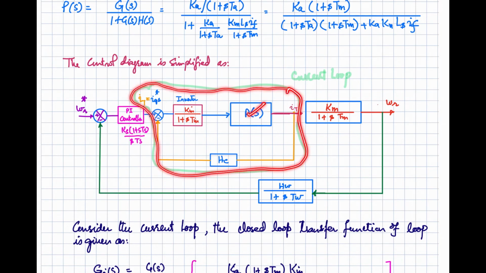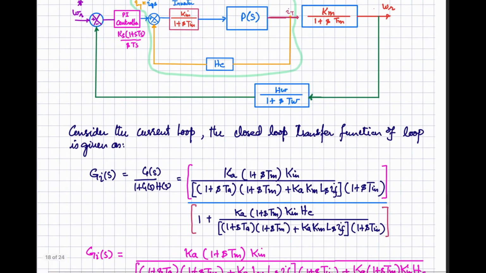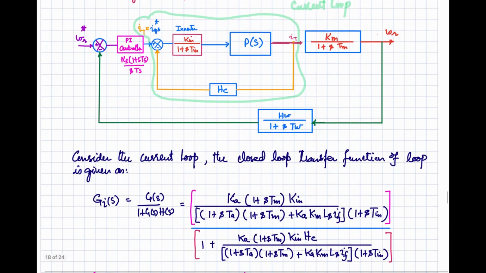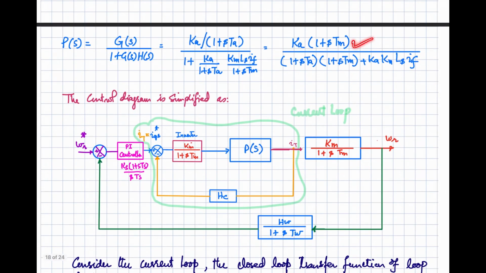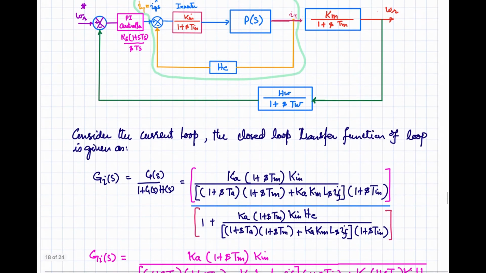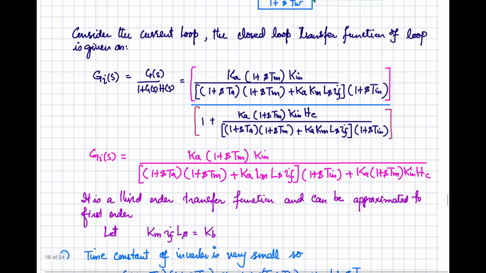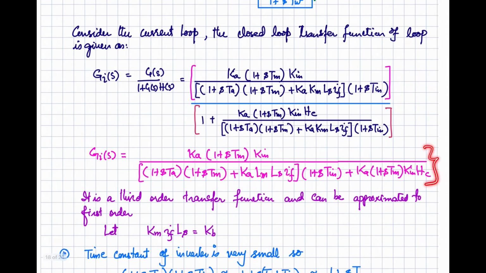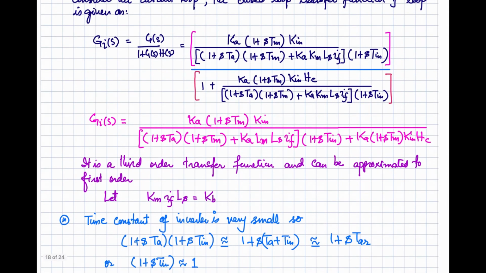You know about this P of S, you know about all of these inverter parameters and the feedback path. So now if you look at the equivalent transfer function of this one, that will be G of S divided by 1 plus G of S into H of S. The G of S can be obtained by looking at this P of S into this inverter part. So you can see inverter part multiplied by that P of S divided by 1 plus G of S into H of S, and that will be incorporating this HC as well. Now if you simplify this one, you will be getting this expression, and it's a third order transfer function.